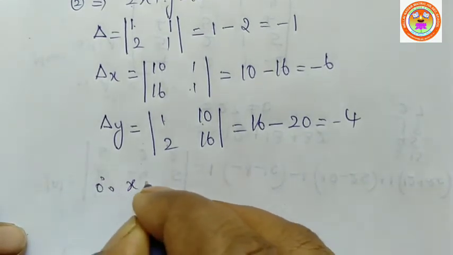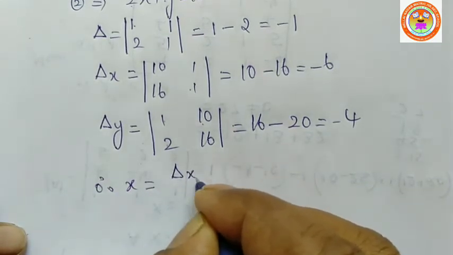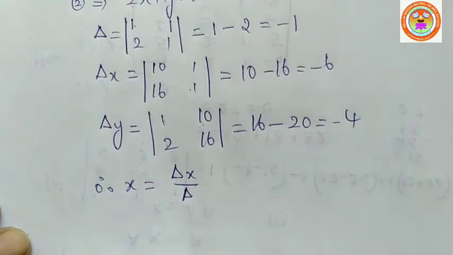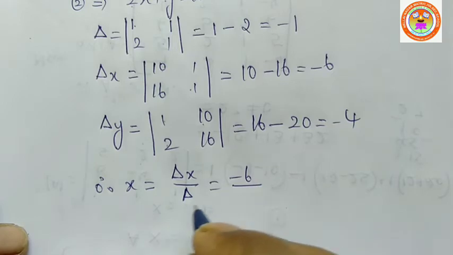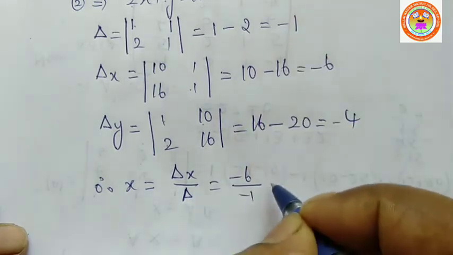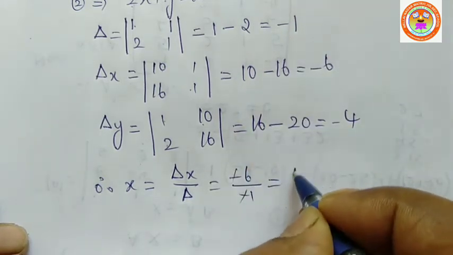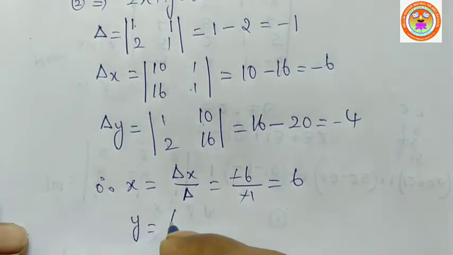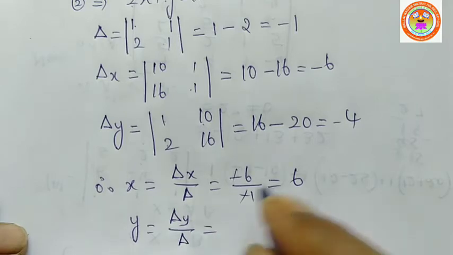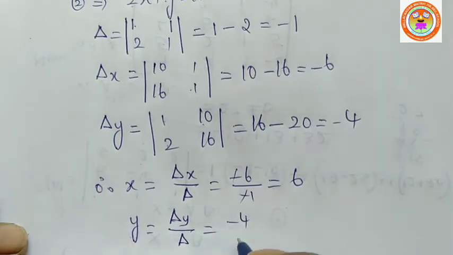Therefore, x is equal to delta x by delta. What is our delta x? Minus 6. Delta is minus 1. Minus minus cancel, so 6. Similarly, y means delta y by delta. Delta y value is minus 4. Delta value is minus 1. That is 4.